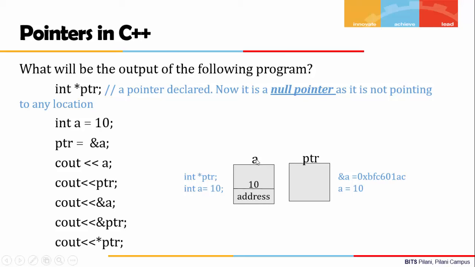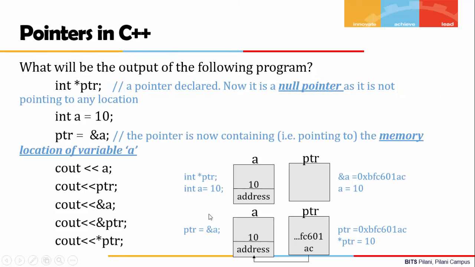We have a value a which is equal to 10. It has some address. Then we have ptr which is not yet assigned. Next, ptr = &a. So now the pointer contains the memory location of variable a. The variable a has some address which is equal to this value. So ptr is containing that value now. This value is the address of a.